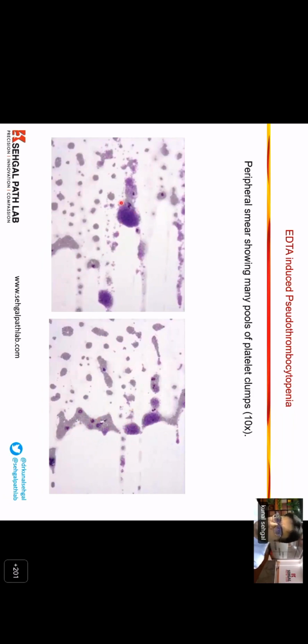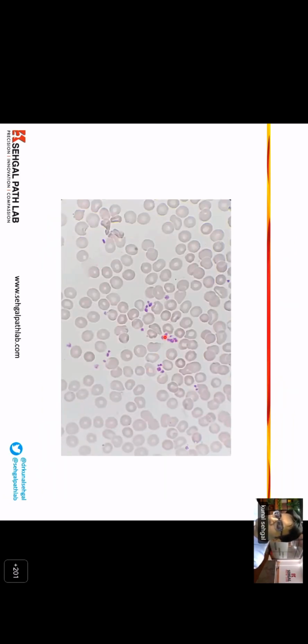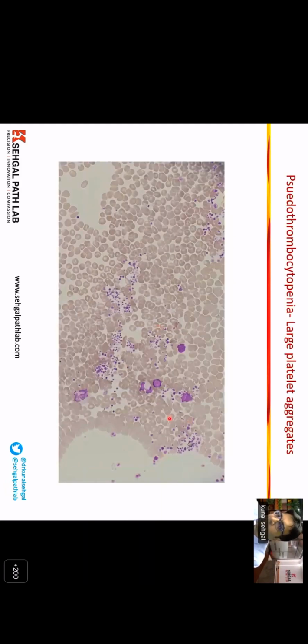Now, these are pools of clumps. These are typical of EDTA-induced pseudothrombocytopenia. Now, these are large giant pools. These are very different from small clumps. Sometimes I see students or reports saying small clumps in EDTA-induced pseudothrombocytopenia. This is not EDTA-induced pseudothrombocytopenia. Okay? These are different from these kind of clumps.